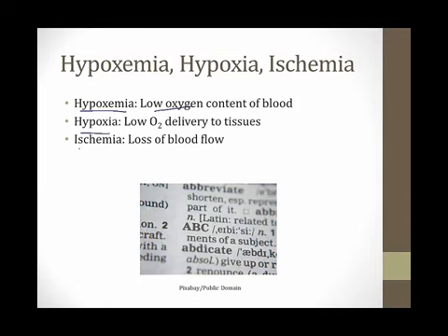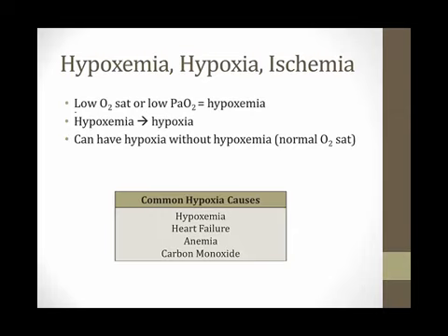And then finally, ischemia is a special type of decreased oxygen delivery to tissues that is caused by a loss of blood flow. So when the blood in the body has a low oxygen saturation, in other words, a low saturation of hemoglobin or a low PaO2, this is the definition of hypoxemia. And as I mentioned before, hypoxemia can cause hypoxia. However, you can have hypoxia without hypoxemia. In other words, tissues can be deprived of oxygen even when the O2 saturation of blood is normal.